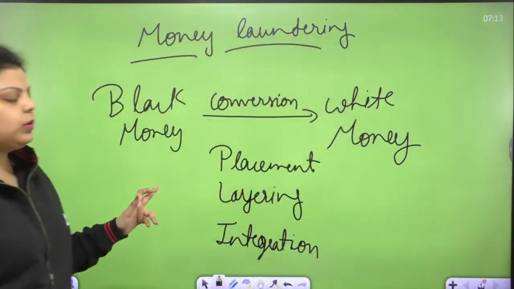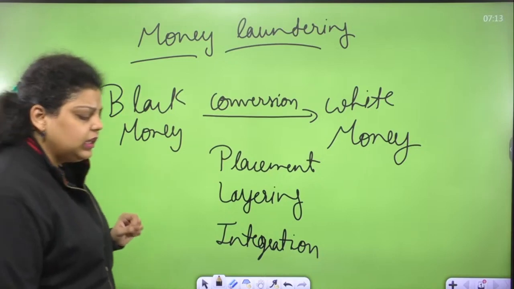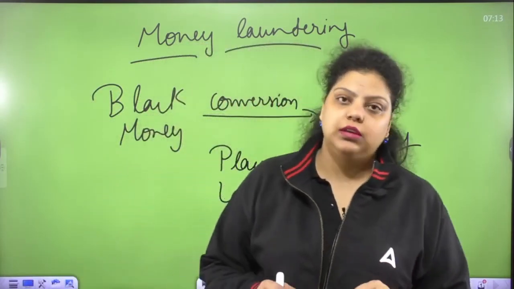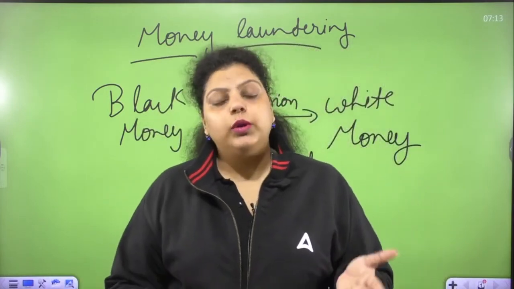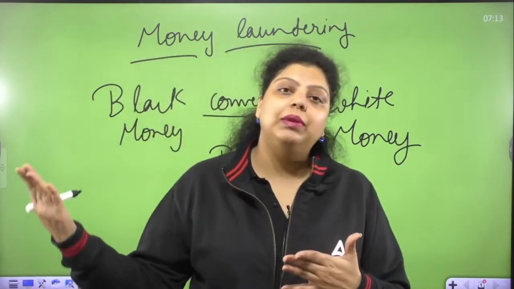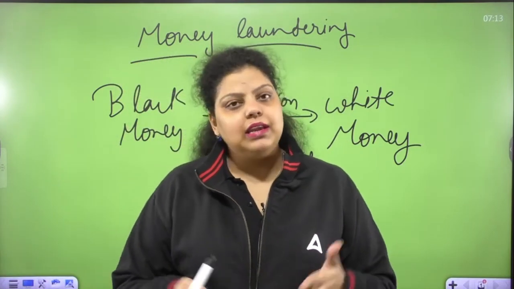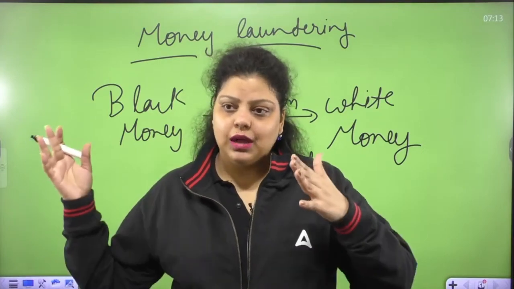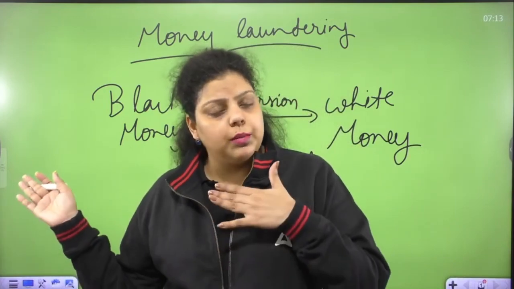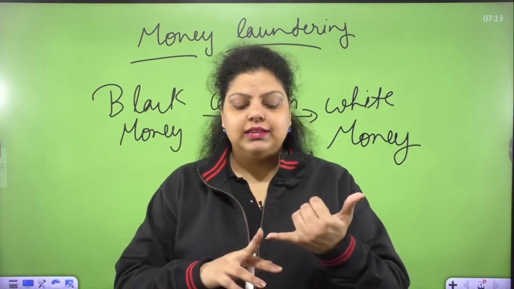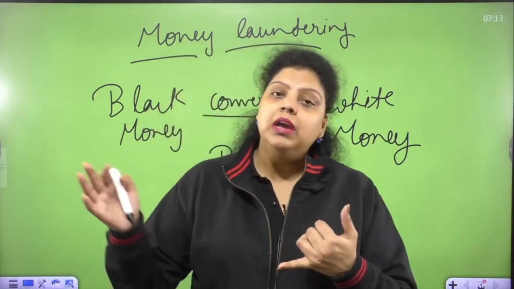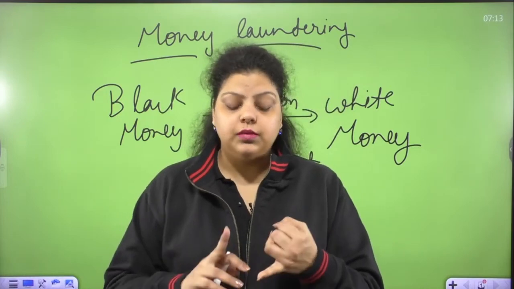Now the second stage we are going to is layering. In layering, what we are doing is creating a complex network of transactions. You are withdrawing the money from the bank accounts and creating a complex network of transactions. Let's say I withdraw the money from the bank account where I entered the black money into the financial system.